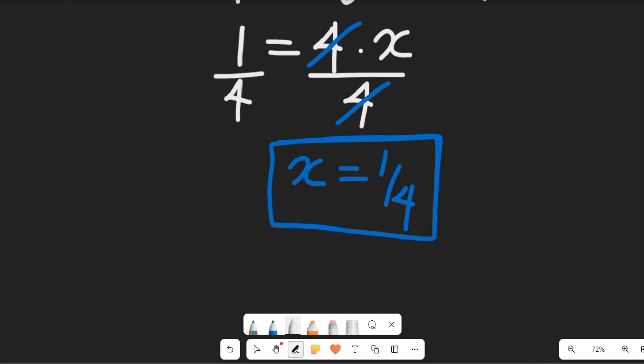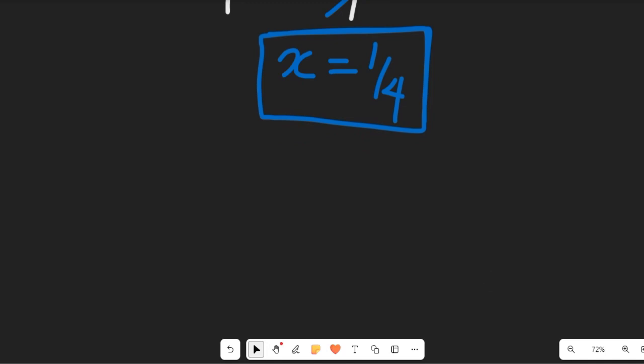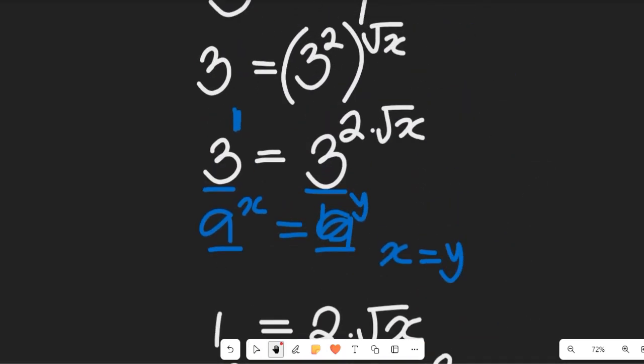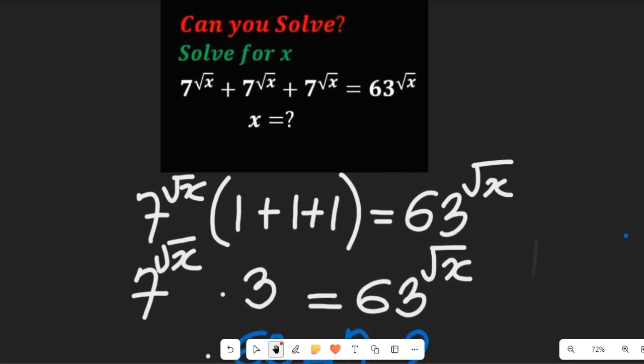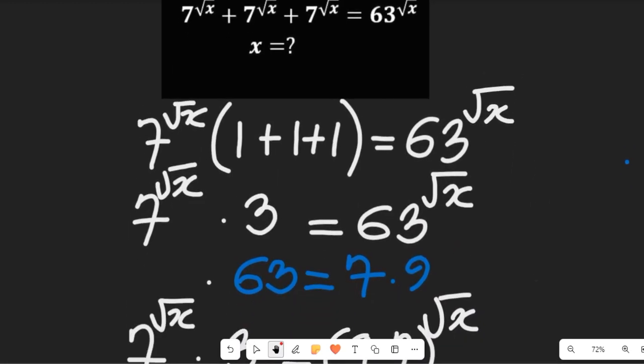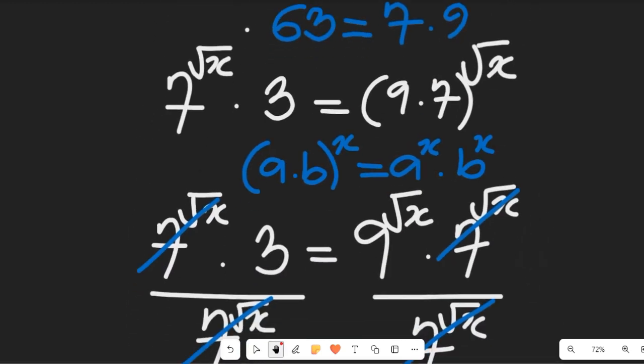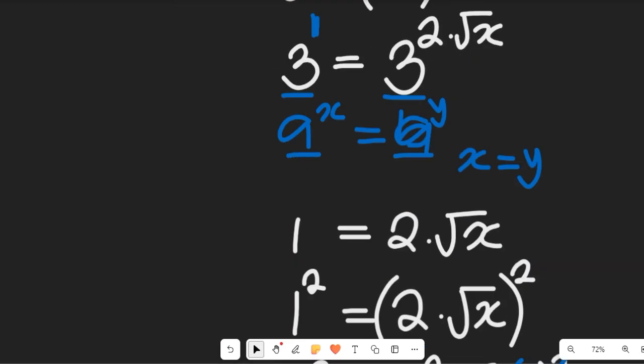Now you can simply check to find out if your solution is actually right. And if we want to check, then let's try that. The initial expression that was given to us from the top, we are given 7 to the power of the square root of x plus 7 to the power of the square root of x plus 7 to the power of the square root of x will it be equal to 63 to the power of the square root of x.